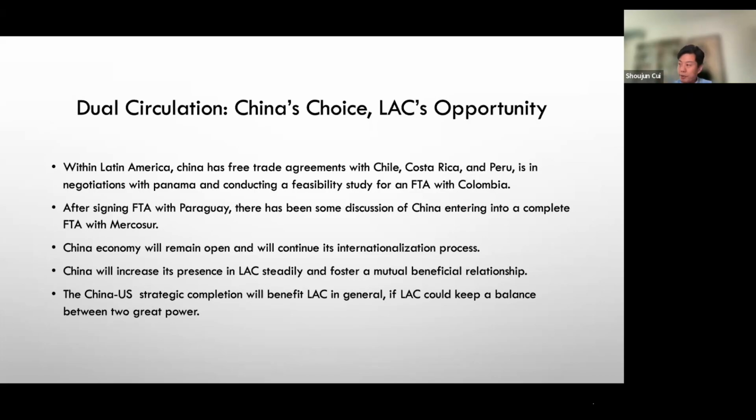So my conclusion is dual circulation will bring a lot of benefit to Latin America, because international circulation is very important, and also because Latin America is very prosperous, a land of hope, and also because the U.S.-China triangular relation dynamic puts Latin America in a favorable position. All right, I will stop here.